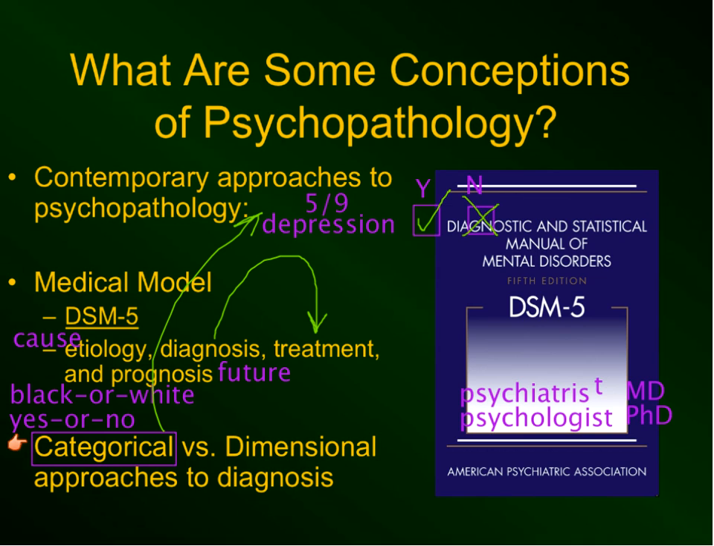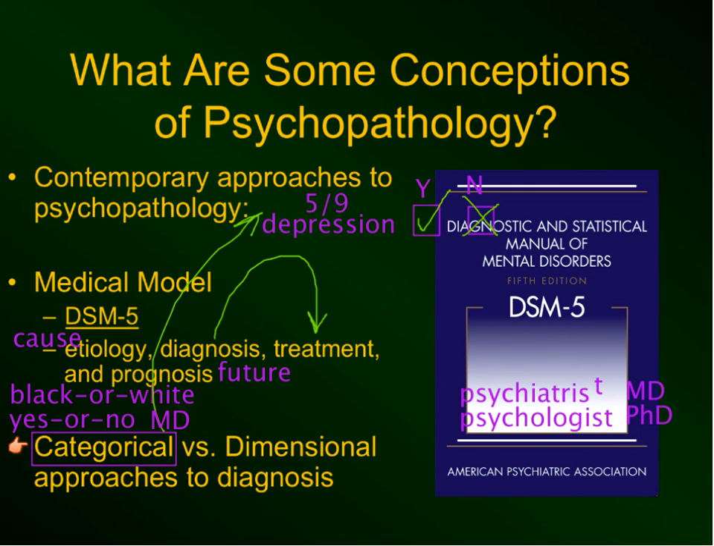So again, from a categorical perspective, which is what MDs tend to adhere to, so I'm going to type next to categorical here, MD, right? Medical doctors think in these ways, right? So a categorical approach is like pregnancy. You're either pregnant or you're not. It's like a broken arm. It's either broken or it's not. It's black or white, yes or no.